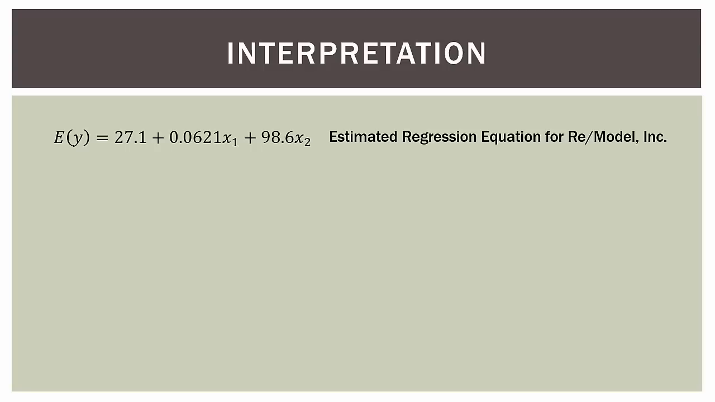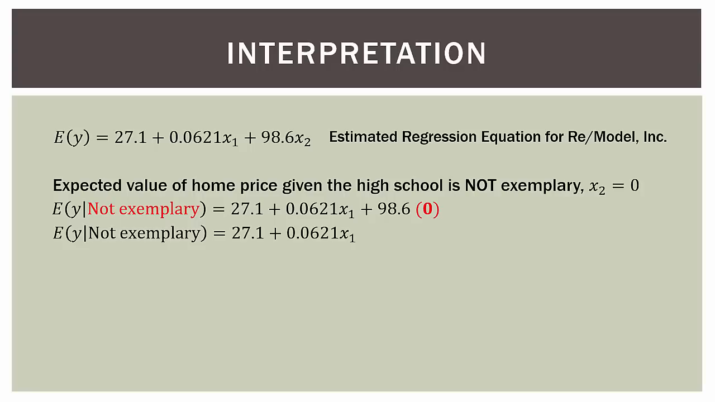So let's go ahead and do the full interpretation with the numbers we just generated along with our regression equation. So the equation we got from Minitab is 27.1 plus 0.0621x1, we talked about that last slide, plus 98.6x2. The only thing we didn't talk about really in the last slide was the intercept, but that's not really relevant for this type of model, but we'd still need it, of course. So let's go ahead and just plug everything in.